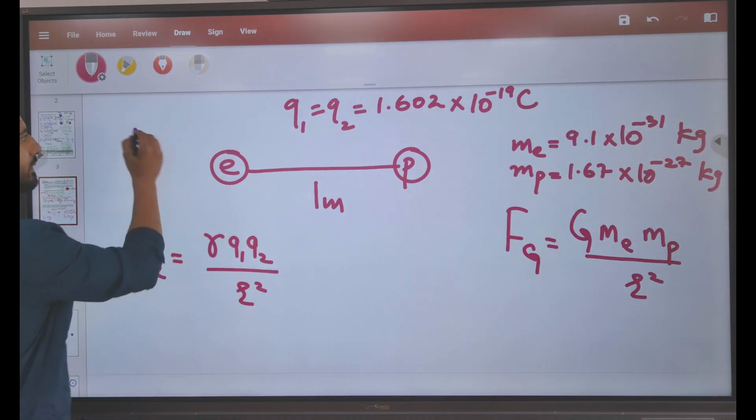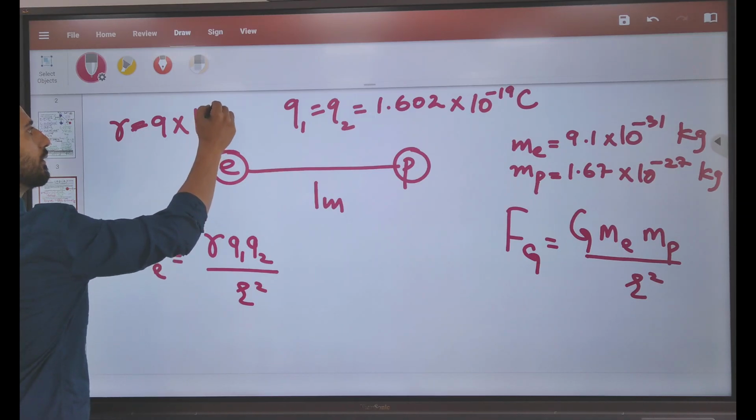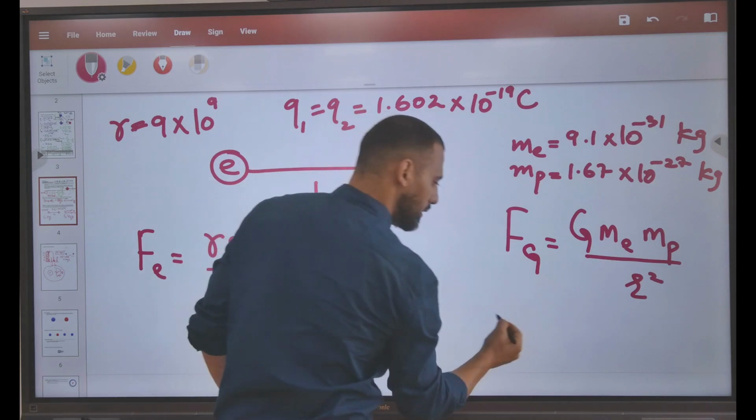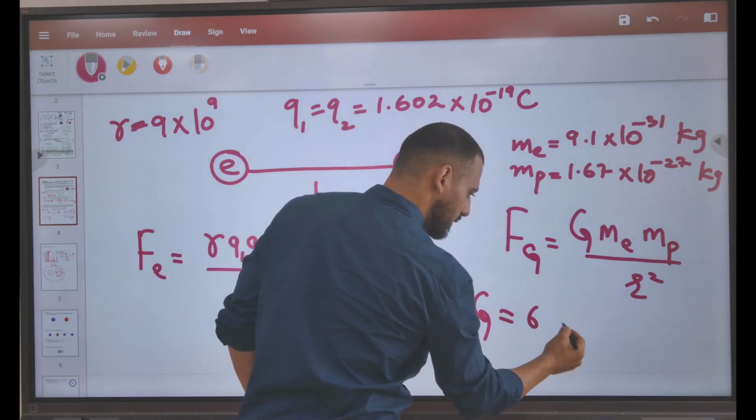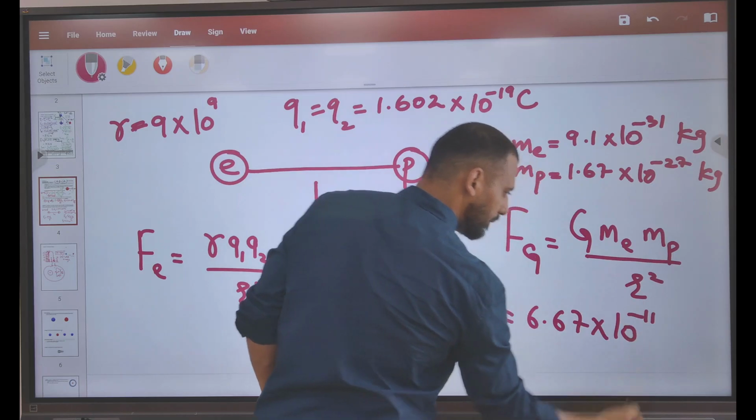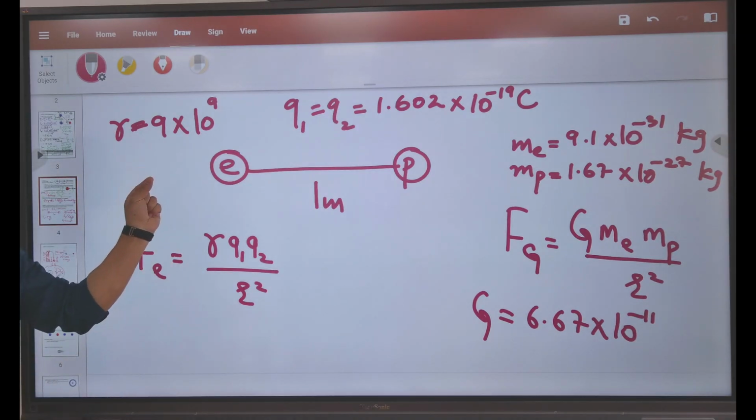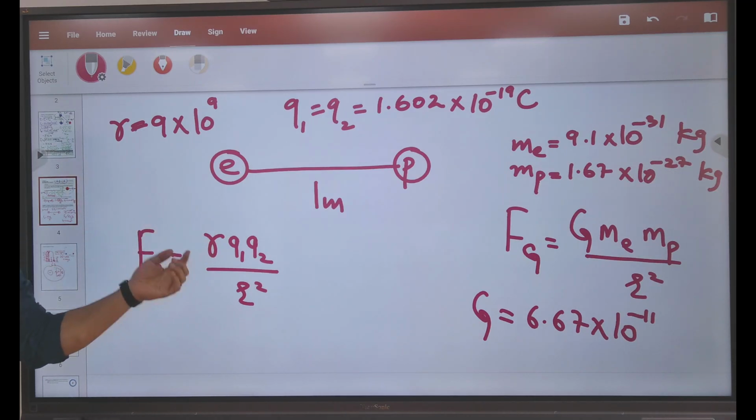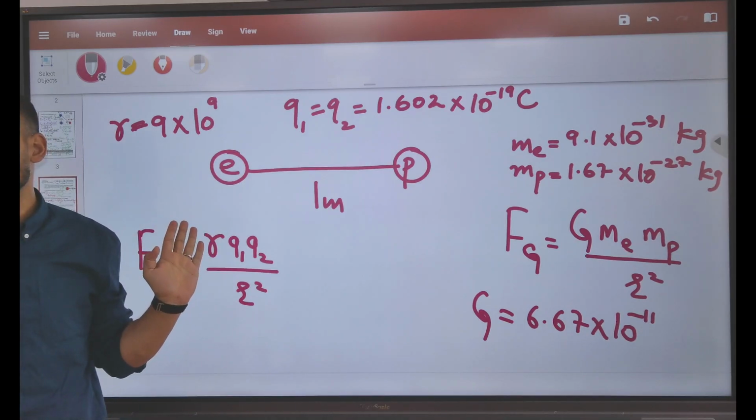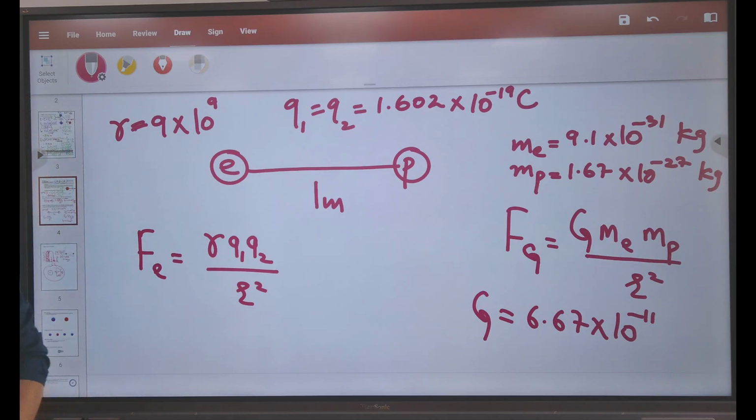Gamma is 9 times 10 to the power 9. And G is 6.67 multiplied by 10 to the power negative 11. Yes, put in the values. I'll show you the difference between the two forces. We calculate the electrostatic force and the gravitational force between the same two entities, isn't it? We change nothing. But let us see what will be the electrostatic and the gravitational force.